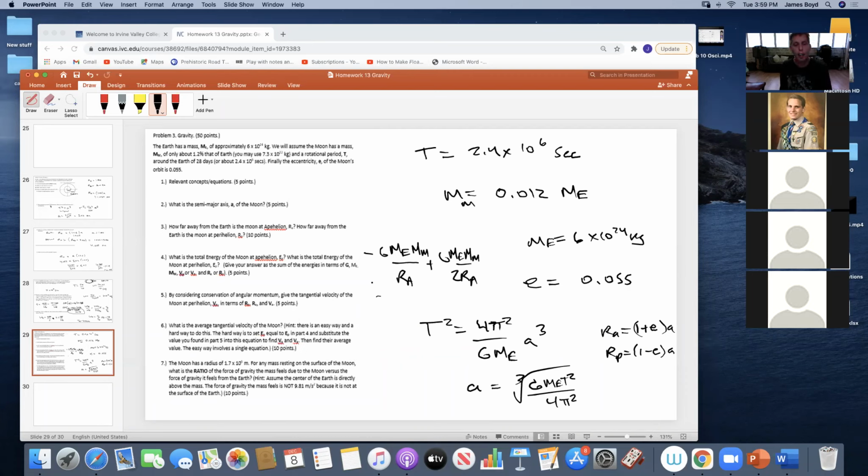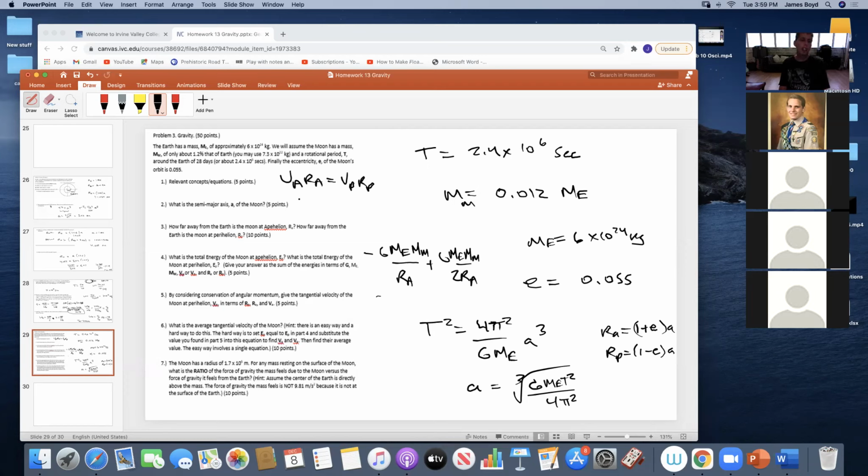Considering conservation of angular momentum, give the tangential velocity of the moon at perihelion in terms of R and so on. Well, you know that VA RA has to equal VP RP. So VP is VA RA over RP.